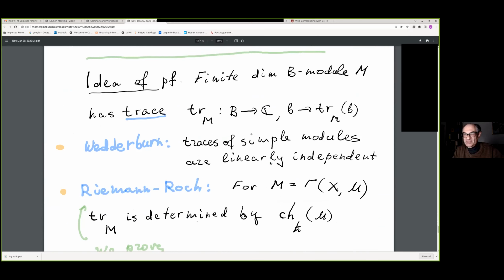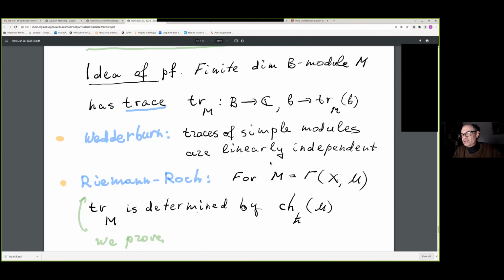The proof involves 3 steps. The first step is undergraduate algebra. If you have a finite dimensional module over an algebra, you have a notion of trace. The trace is a linear function on the algebra: you take the trace of the action of your element in this finite dimensional vector space M. Very clear thing. Now, the classical Wedderburn theorem about the structure of finite dimensional semi-simple algebras, that any such algebra is a direct sum of matrix algebras, implies as an exercise that the traces of irreducible finite dimensional representations are linearly independent.